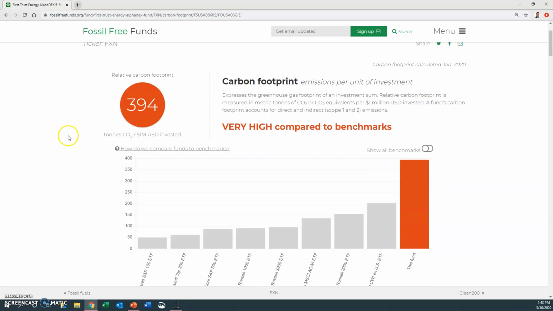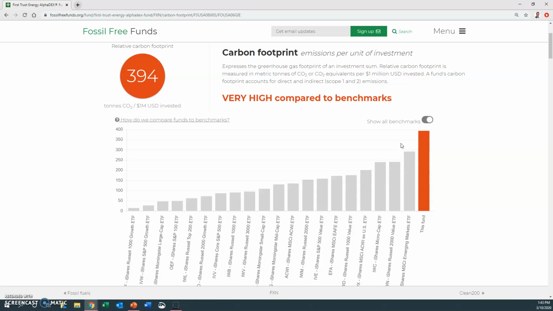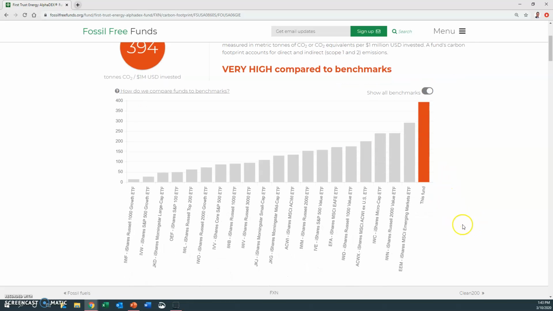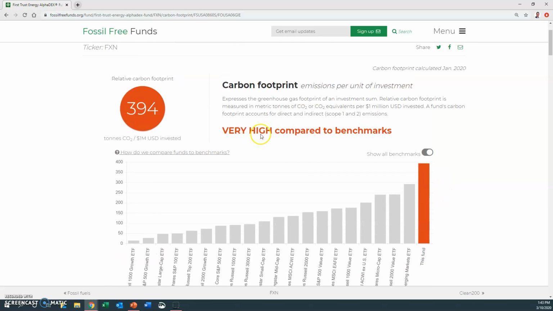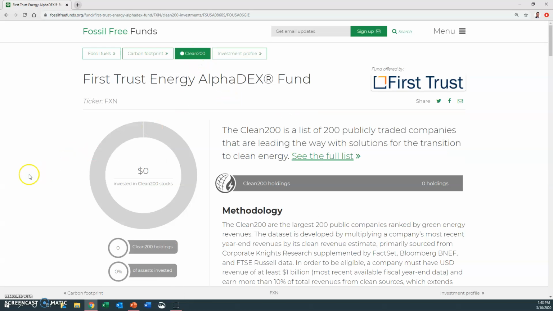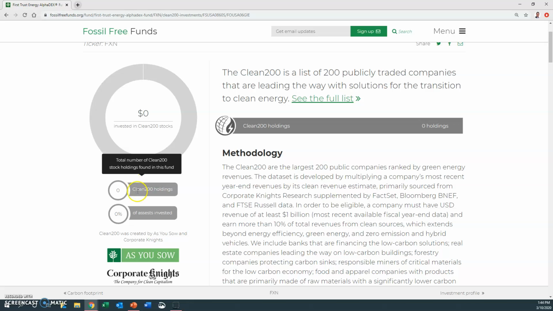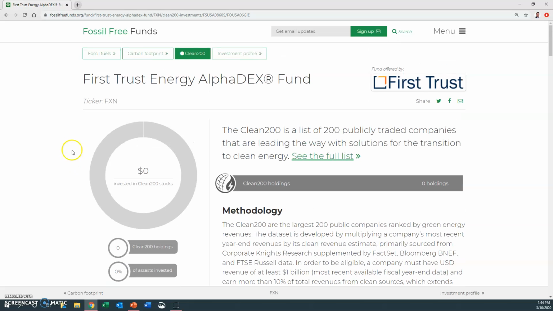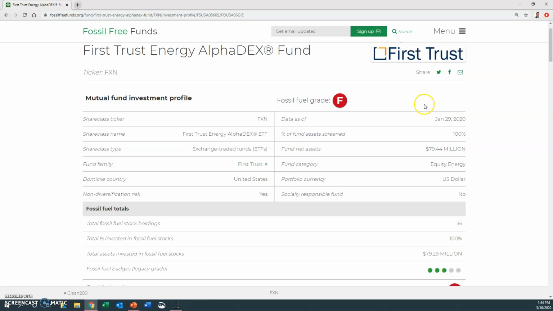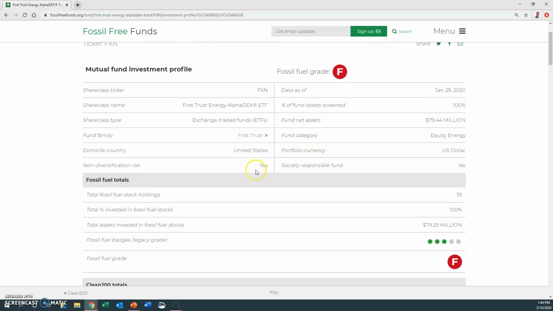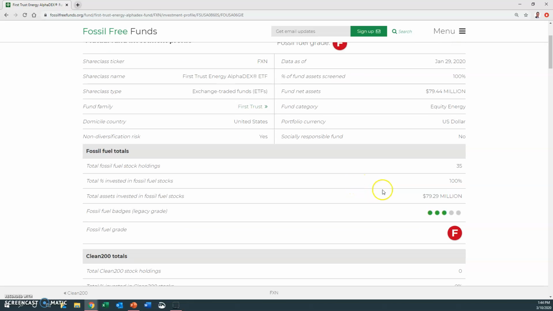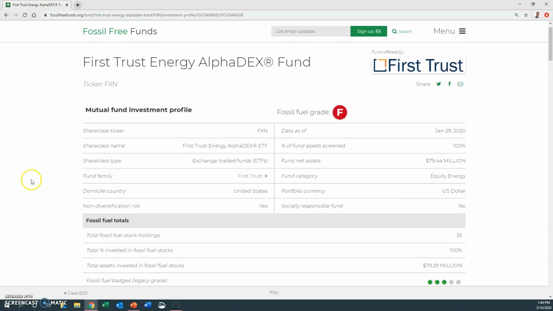Here's a look at the carbon footprint. If we showed all the benchmarks within this category, you can see that this fund is pretty much the worst compared to the others. And then, as I mentioned, the Clean 200. This has zero. I don't think I've ever seen zero holdings in Clean 200. So obviously they're not investing in companies that are ranked by these green revenues here. Investment profile just gives an overview: fund assets, the category it's in, whether it's a socially responsible fund, and then some of the things we had already talked about.